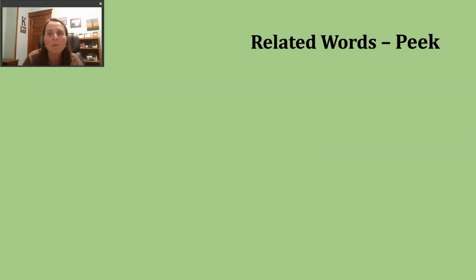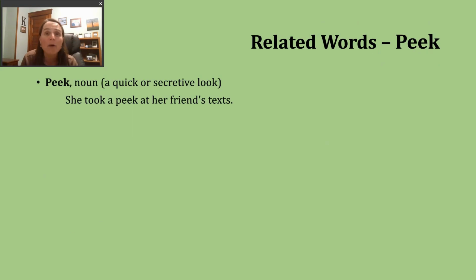Now, let's spend a moment looking at some words that are related to our verb peek. The first word we're going to discuss today is just the noun form of this word. So the noun peek has the exact same spelling and the exact same pronunciation. Generally, when we use it as a noun, we're talking about a quick or a secretive look at something. An example of this: she took a peek at her friend's text, right? So kind of means, right? Quick look. Who are you talking to? What are you saying? Right? So trying to get maybe some information.